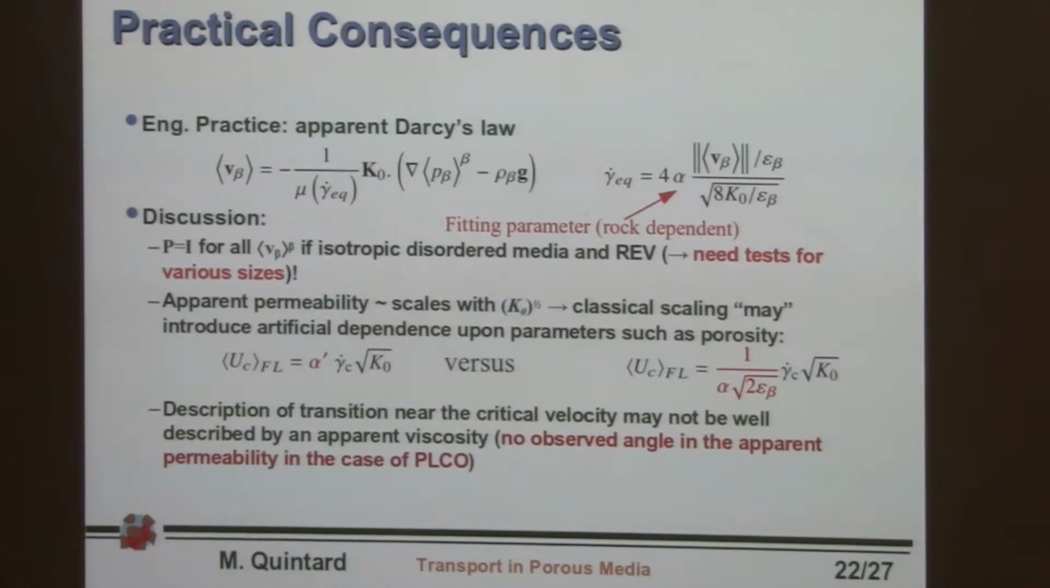Most people in engineering practice want to write the apparent Darcy's law. They want to have the Darcy term corrected by the velocity rheology with an equivalent shear rate. The equivalent shear rate is defined by different formulas, but is it okay to do that? Well, we know that normally we have a rotation matrix times a Kn, the nonlinear stuff.